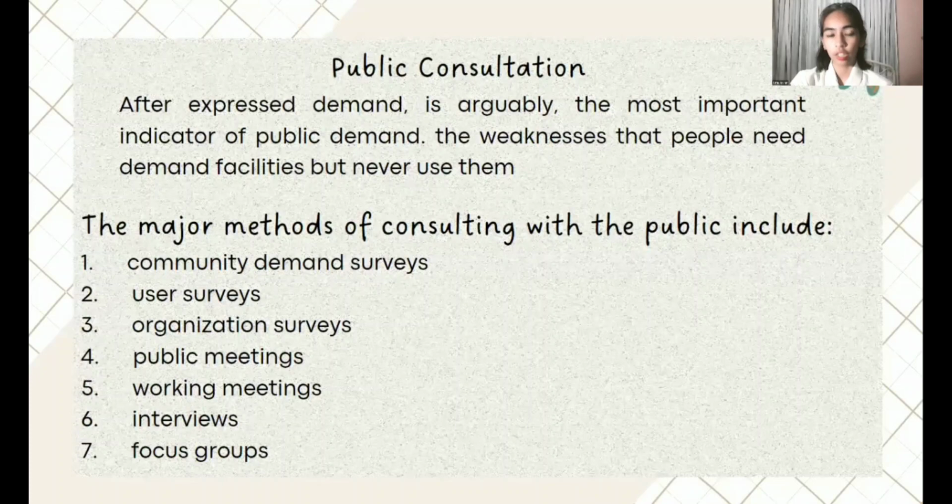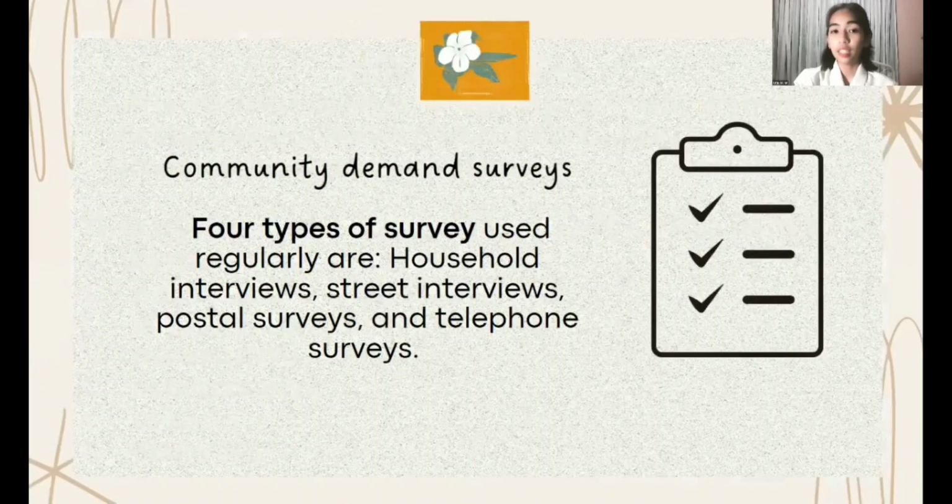Next is public consultation. Public consultation after expressed demand is arguably the most important indicator of public demand. The weakness is that people may demand facilities but never use them. In addition, the more articulated and organized leisure groups are often the most vocal. Without such consultation, the planning process is one of dictating provisions for people as opposed to planning with the people. The major methods of consulting with the public include community demand surveys, user surveys, organization surveys, public meetings, working parties, interviews, and focus groups. Community demand surveys.